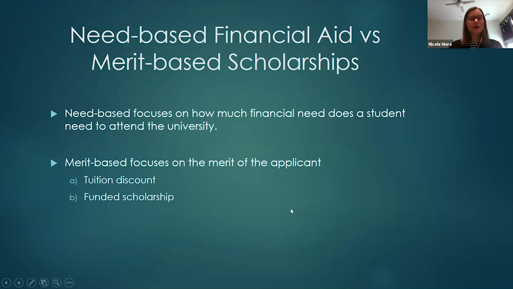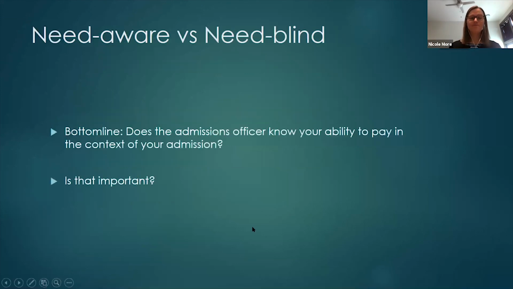And each US university is different. Some US universities will offer need-based financial aid to US students. Some will have merit-based scholarships for both US and international students. Some may not offer any scholarships to international students and only have scholarships for American students. So you really have to double check to see what is available.